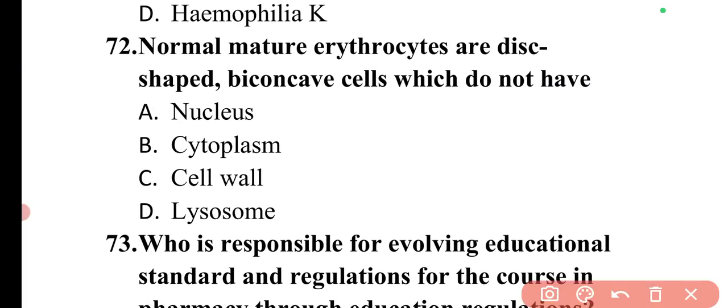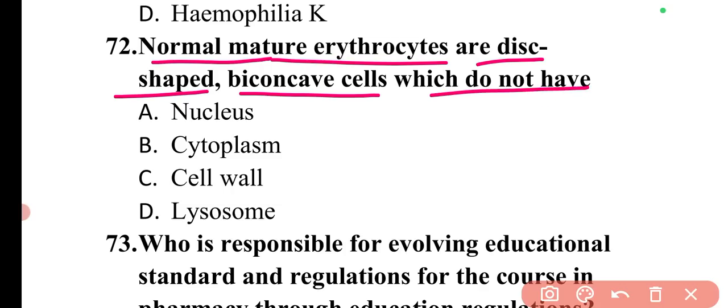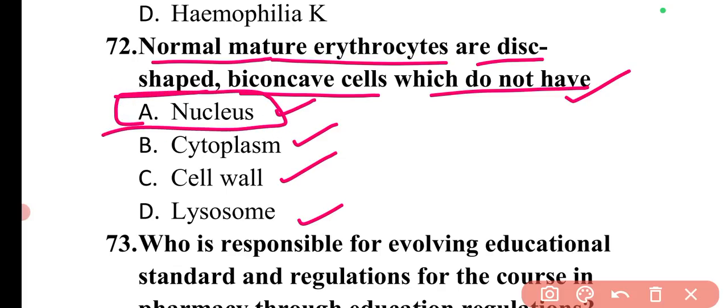Next question is, normal mature erythrocytes are disc shaped biconcave cells which do not have, options are nucleus, cytoplasm, cell wall, or lysosome. And the correct answer is option number A, nucleus.